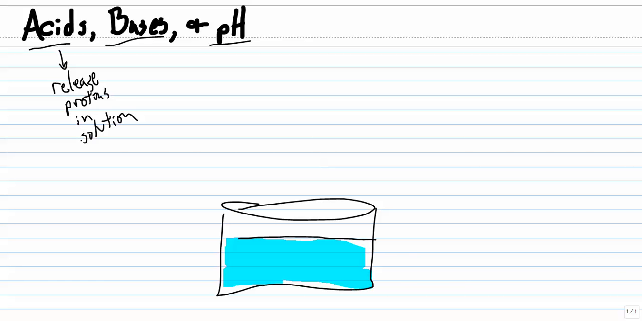What's a proton? Well, it's basically just a hydrogen ion. So you'll often see it written like this, just H+, because if you have a hydrogen atom and it's lost its electron, it is just a proton. So that's what an acid is.